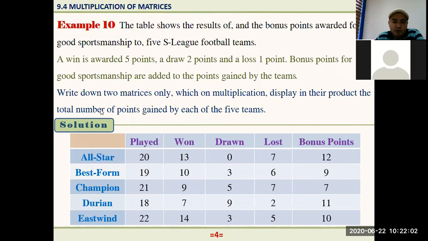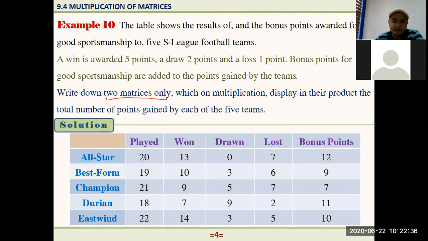Now what is the question? Write down 2 matrices only. This is important, 2 matrices only, which on multiplication display in their product the total number of points gained by each of the 5 teams. Here we have 5 teams, and we want to know their total score earned in this competition. If you do this manually, how do you do that? So total number of games played, here 20.